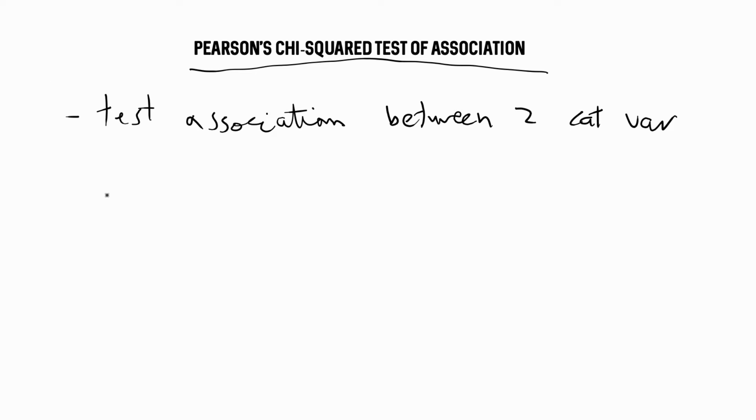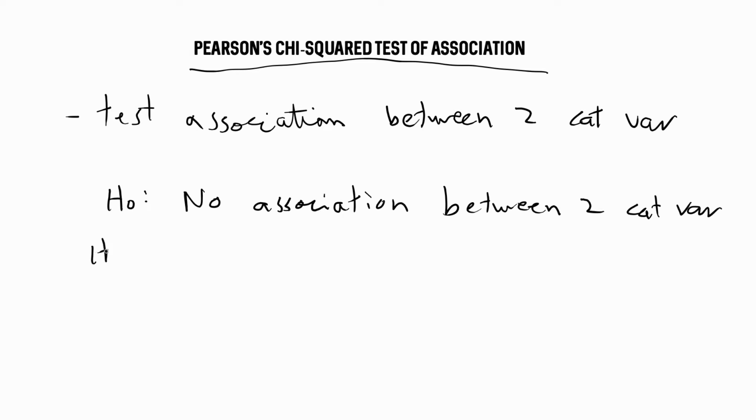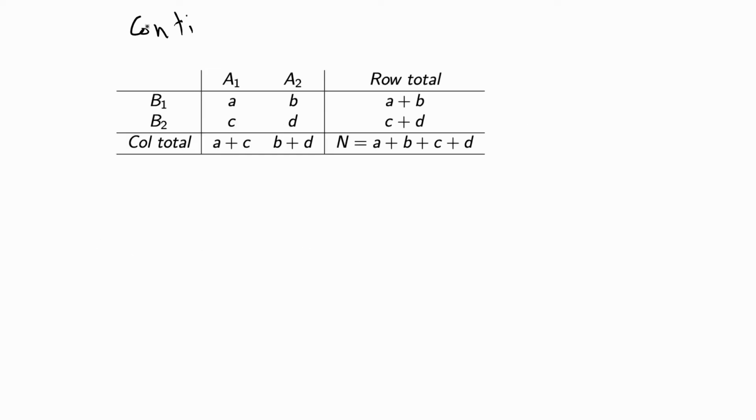So for the chi-squared test of association, the null hypothesis is that there's no association between your two categorical variables. Then the alternative hypothesis is going to be that there is an association. Pearson's chi-squared test of association is usually tested on contingency tables, which are tables that show you the frequency distribution of your two categorical variables.